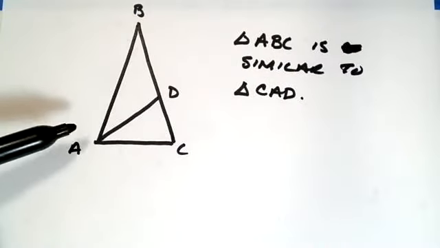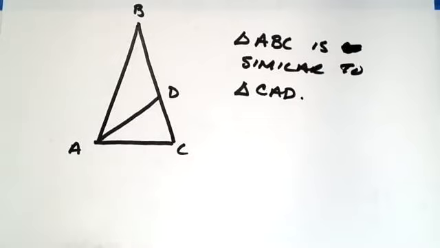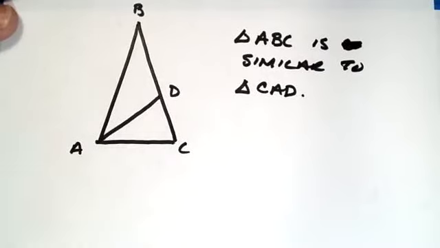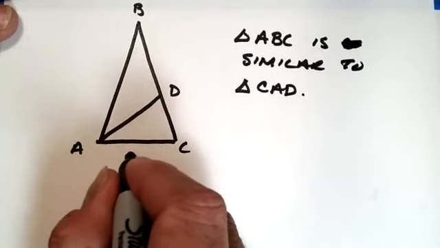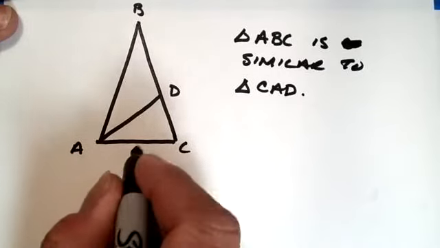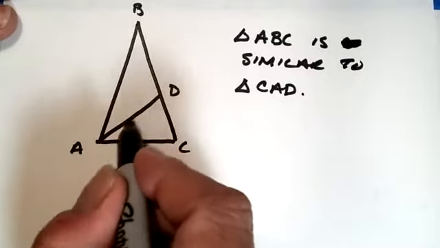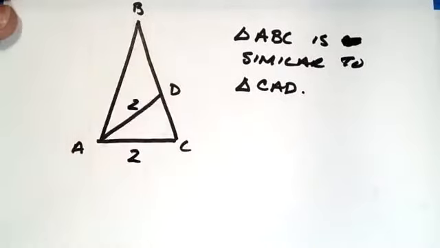What I'm going to do also is set some side equal to whatever I like. I'm going to make the math a little bit easier, so I'm going to set this side equal to 2. And because triangle CAD is isosceles, this side's 2.